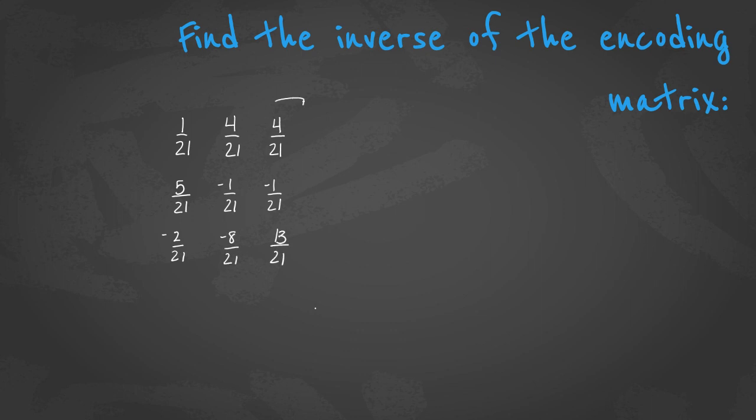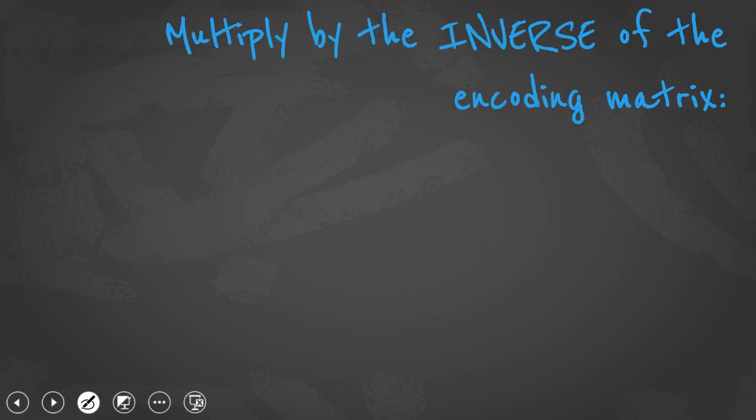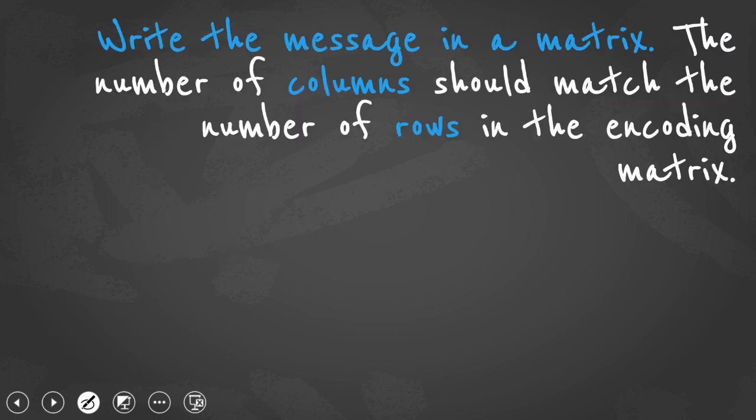All right, so here is the inverse of my coding matrix. Notice this is a 3 by 3, just like the other one was. It's just the inverse of it, okay? Now we want to multiply the inverse of the encoding matrix by that original matrix that I got.